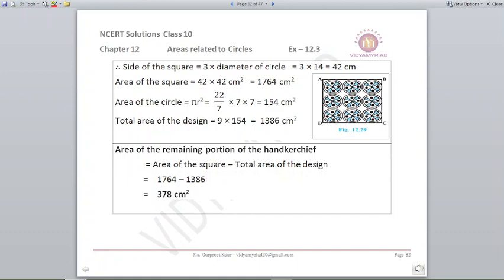Now we have the area of the circles, we have the area of the square, subtract them. So area of the square minus the total design area. So 1764 minus 1386, that gives us 378 centimeters square.